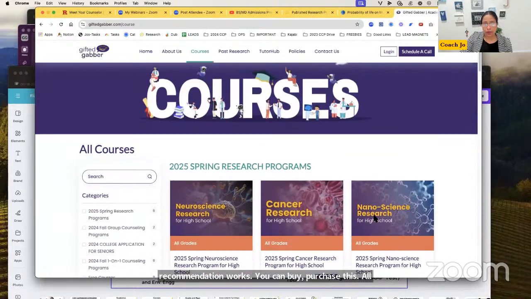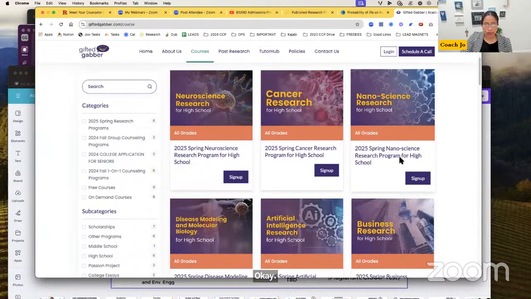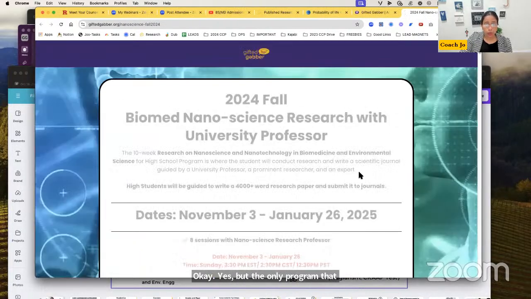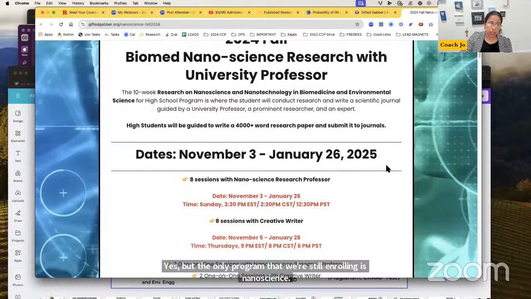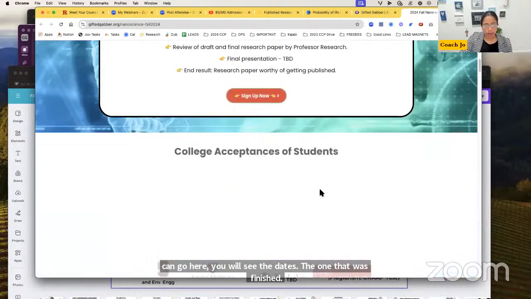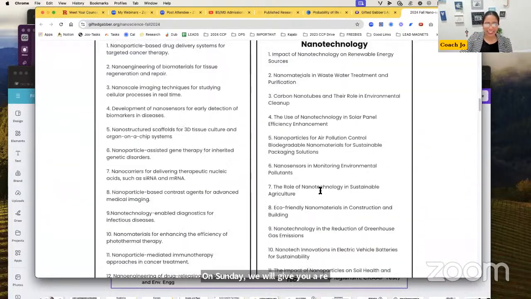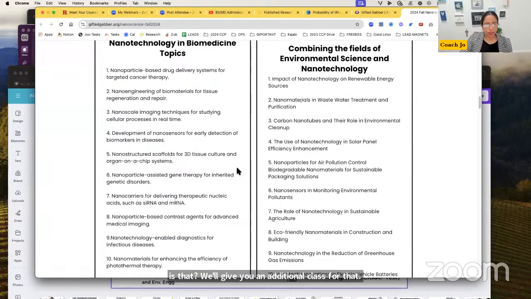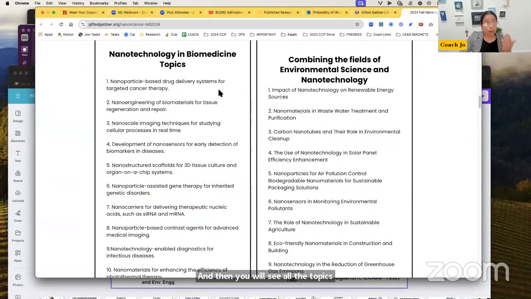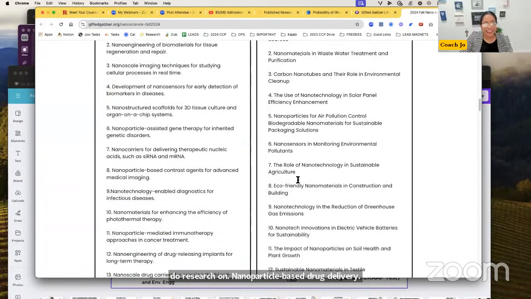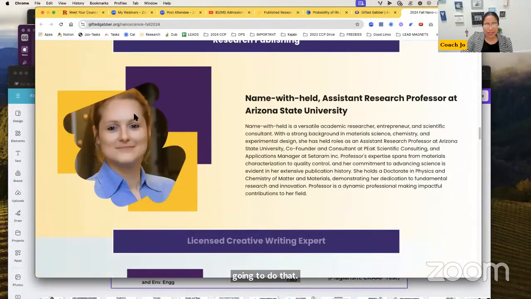Yes, but the only program we're still enrolling is nanoscience. You can go here, you'll see the dates. The one that finished on Sunday, we'll give you an additional class for that. And then you will see all the topics that students can do research on. Nanoparticle-based drug delivery for cancer therapy. Yes, your high school student is going to do that. And it's led by this professor from Arizona State University. So in your college application, your child is going to mention that they did research under the research professor working at Arizona State University.